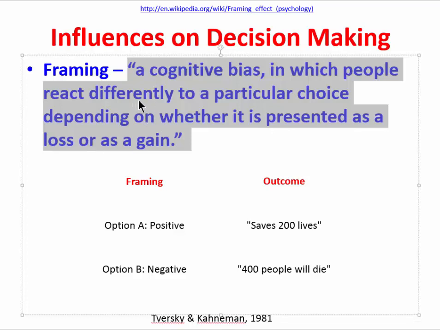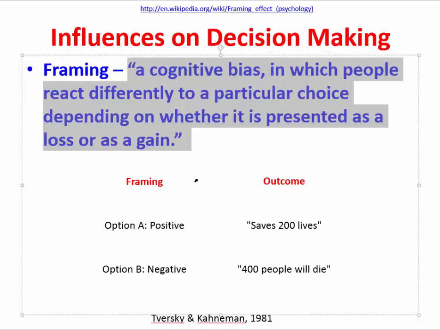And a classic example of this came from Tversky and Kahneman in a 1981 research paper where they posed something akin to the following. In their dilemma, they asked the participants to consider a horrible situation in which 600 people were at risk of dying. After presenting that dilemma, the participants were presented with some different kinds of choices.